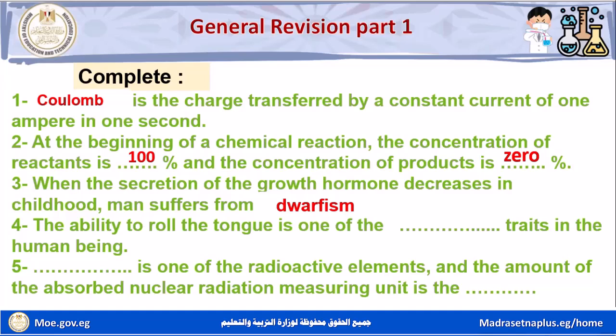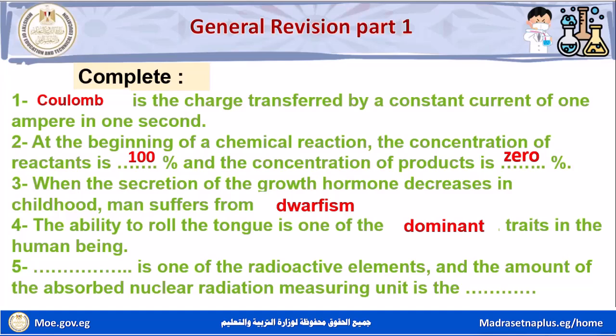Question number 4. The ability to roll the tongue is one of the space traits in the human being. The ability to roll the tongue is one of the dominant traits in the human being.